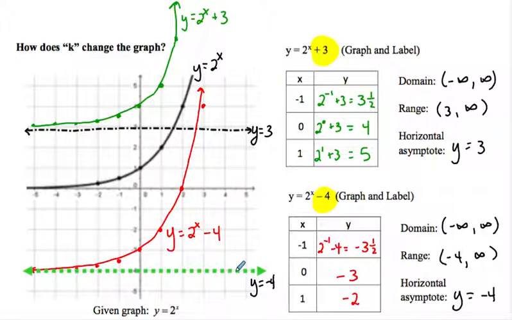In a subsequent video, I'll show you a couple of other transformations that are interesting to look at, and what happens when we change this base value from 2 to something else. But I hope that gets you some information on starting out with graphing exponential functions.